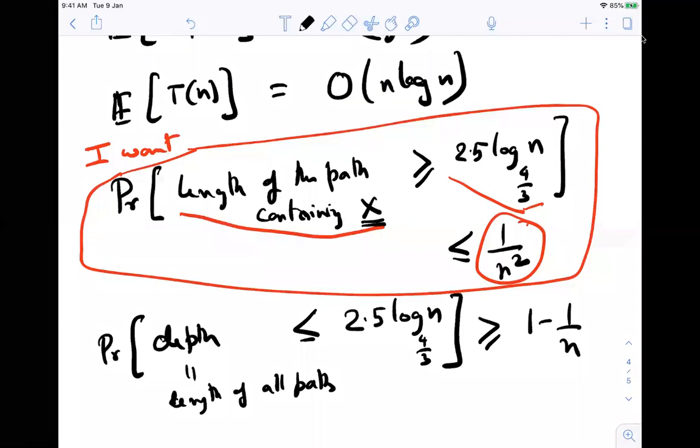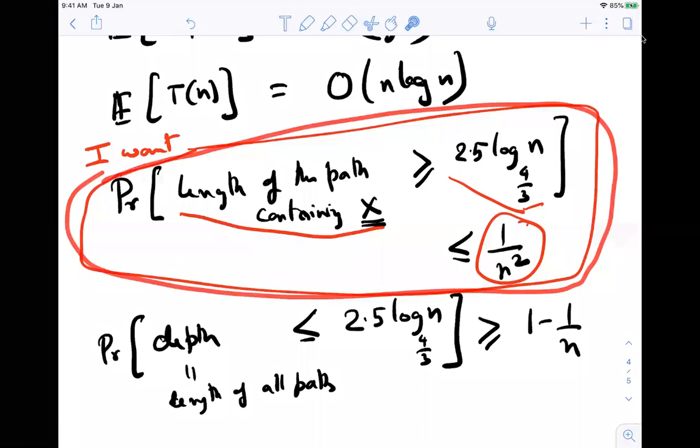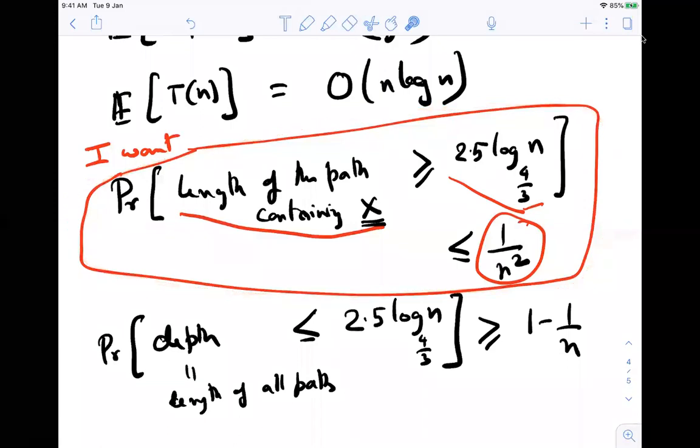Okay. So this is something I have not proved. Whatever is written in the red box is what I want. Let's say we somehow prove it. I have not told you how to prove it, I will tell you. But if you prove this, what does it mean? It means that the probability that the length of a single path, or the path containing x, is bigger than 2.5 times log n, is 1/n square, right?